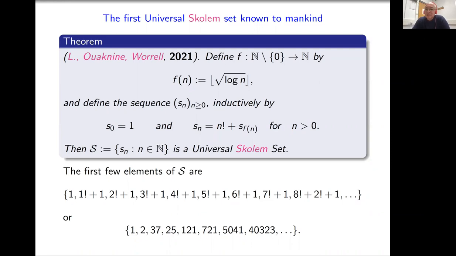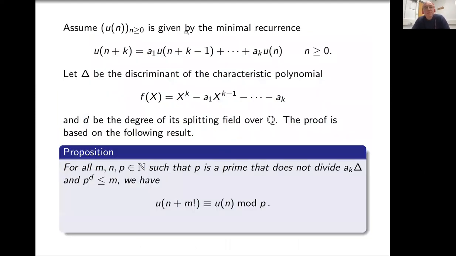Well, you see, when I say that something is a universal Skolem set, it's not enough for me to show you the set. I also have to explain to you what I am doing. How can I compute the set of zeros of any linearly recurrent sequence in this sequence? Because otherwise, why would you believe me that this is a universal Skolem set? So here is the important lemma.